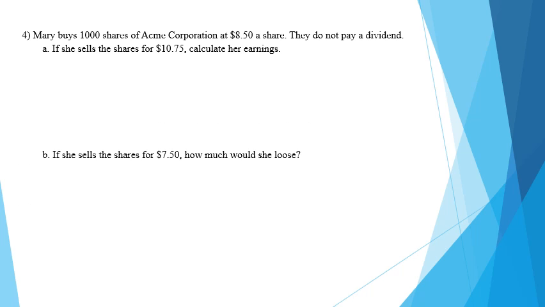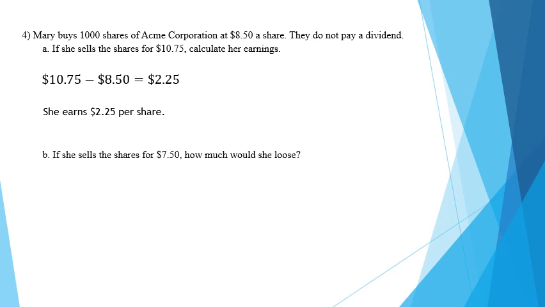So Mary buys 1,000 shares of Acme Corporation at $8.50 a share. They do not pay a dividend. If she sells the shares for $10.75, calculate her earnings. So she paid $8.50 for each one of those 1,000 shares, and she sold each one of those 1,000 shares for $10.75. So the first thing we're going to figure out is how much money she made per share, and that's a simple subtraction problem. So we do $10.75, take away $8.50, and we can see that she earns $2.25 per share. So for every share, she got $2.25 more than what she started with.